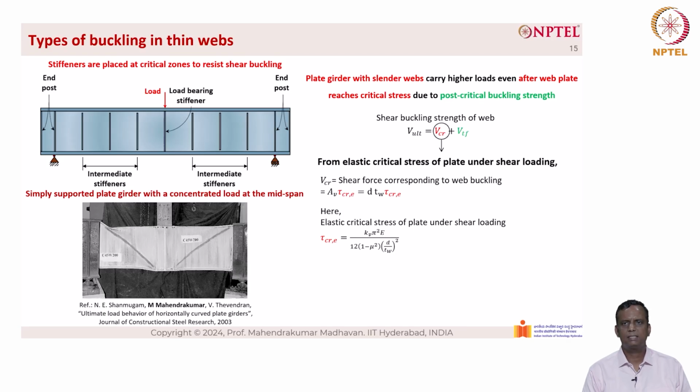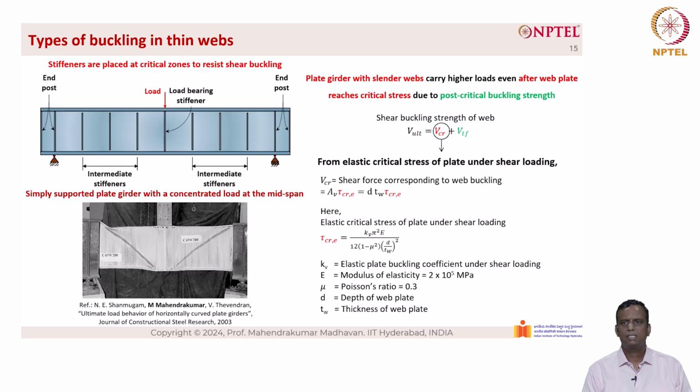Here K sub V is the shear buckling coefficient and D by TW is the plate slenderness, which is the depth of the plate divided by the thickness of the web. And we have described this adequately. E is the modulus of elasticity, 2 into 10 power 5 MPa, and mu is the Poisson's ratio. So the VTF is something that we need to figure out. And what is VTF?